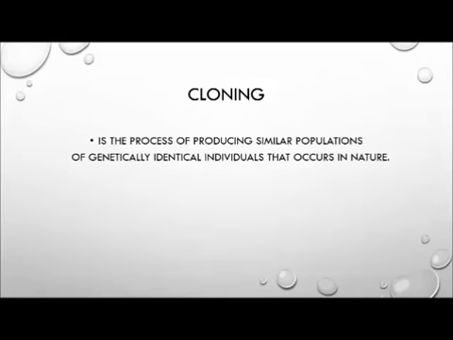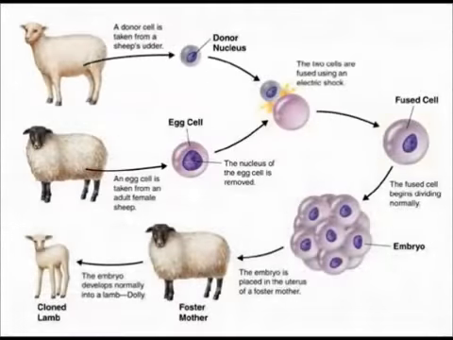Scientists use reproductive cloning to produce multiple copies of mammals that are nearly identical copies of other animals. Cloning is the process of producing similar populations of genetically identical individuals that occur in nature. The first cloned animal was a sheep named Dolly, in 1996.